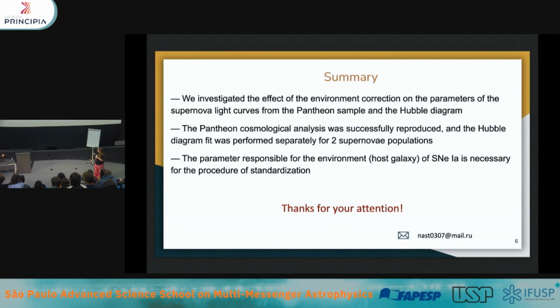We showed that the standardization procedure needs improvement because even with no environmental correction, the standardization is not complete. And so we claim that there should be some environmental parameter, and we want it to be the morphology, but that's for our future work. So we want it to be there. That's it. Thank you.